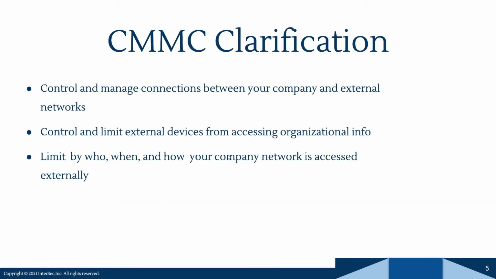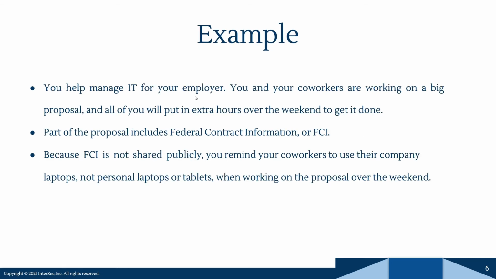Now, to understand what that means in the CMMC sense, that's going to involve controlling and managing connections between your company and any external networks. It further involves controlling and limiting external devices and those networks from accessing any of your organization's info, especially info that might be FCI or any sensitive info. To help in that, you can abide by a checklist, which involves limiting who, when, and how your company network is accessed externally. Let us go over an example to understand this practice a bit better.